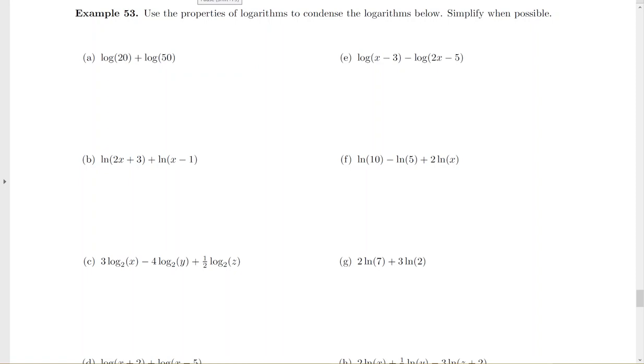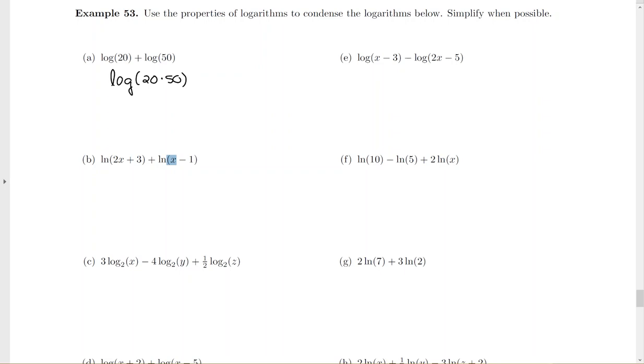The directions for these problems is to condense the following logarithms into a single logarithm and then simplify if possible. So for this first one, we have log base 10 of 20 plus log base 10 of 50. Remember, addition between two logarithms does not mean the adding that we knew back in second grade. This is adding using logarithms, which means when I condense, we're going to condense it to 20 times 50.